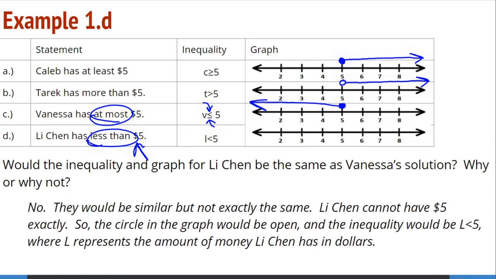They're similar, but not exactly the same. Li Chin cannot have $5 exactly. So the circle on his graph has to be open, even though it still goes to the left.